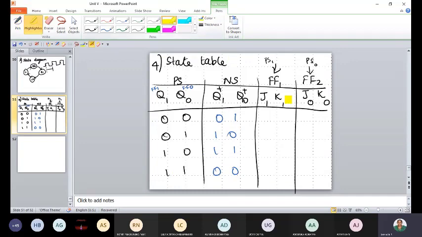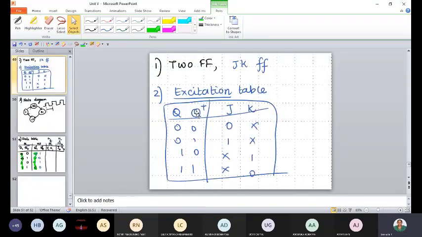Now, from the excitation table, I need to fill this flip-flop table. The excitation table gives you the input of the flip-flop from the outputs. This is my Q and Q plus. When both Q and Q plus are 0 and 0, JK is 0X.